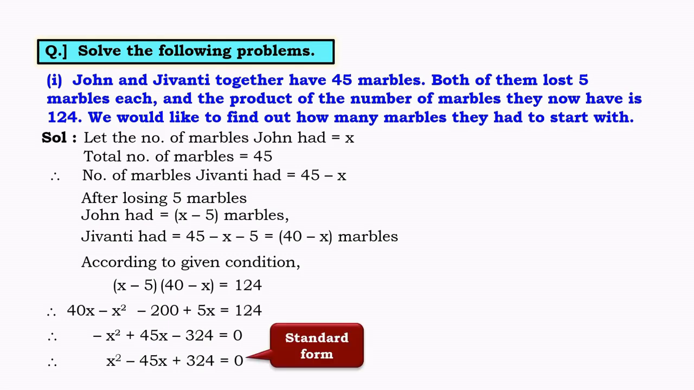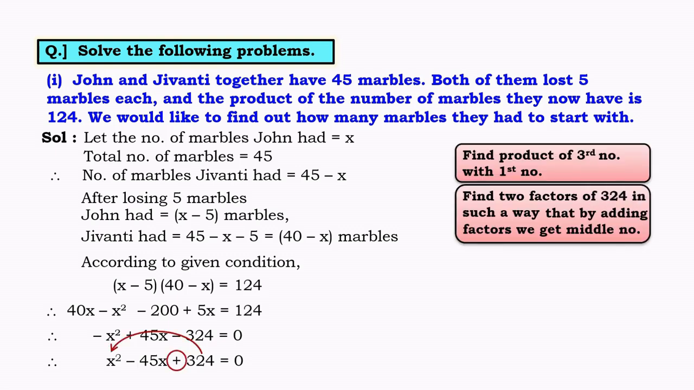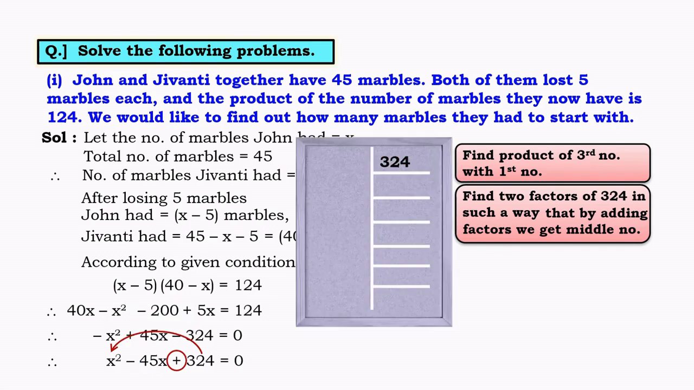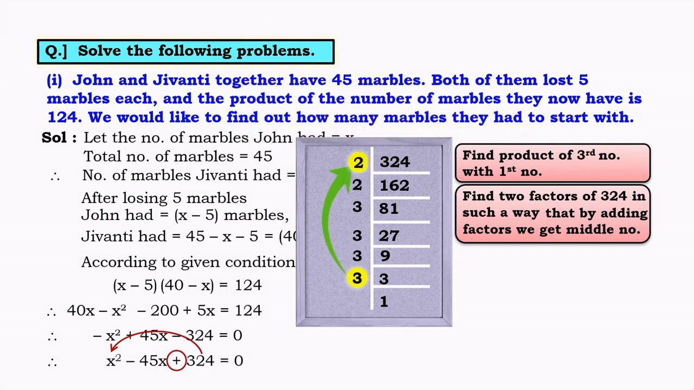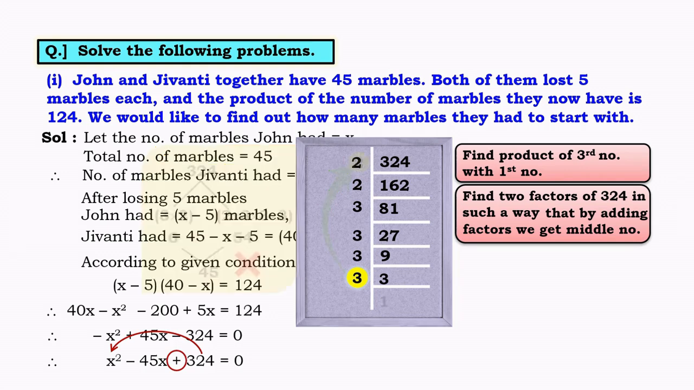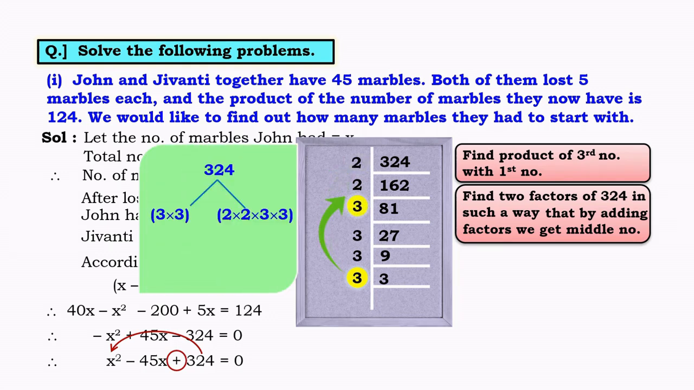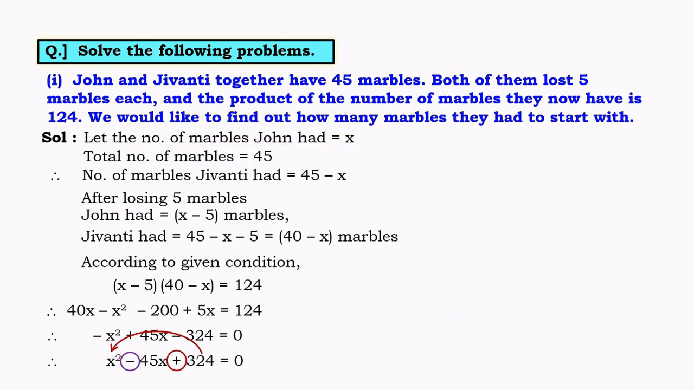Now let us solve this quadratic equation by factorization. We need two numbers whose product is 324 and whose sum is 45. By examining the factors of 324, we find that 9 and 36 satisfy these conditions. 9 multiplied by 36 equals 324, and 9 plus 36 equals 45. Therefore, we split the middle term as x squared minus 36x minus 9x plus 324 equals 0.